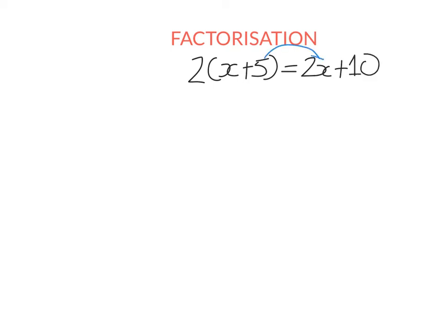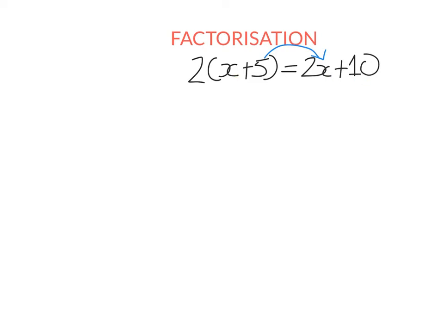Thank you so much for tuning into this video on factorization. So this is actually the opposite of expansion. We looked at expansion in a previous video. So we have something like 2 outside of x plus 5. We can use the distributive law to expand it. We just go 2 times x and then 2 times 5. So I went this way. I started off with a bracket, ended up with no brackets.